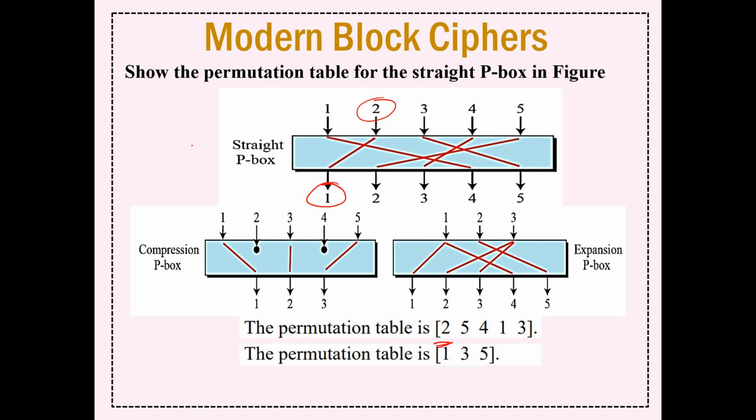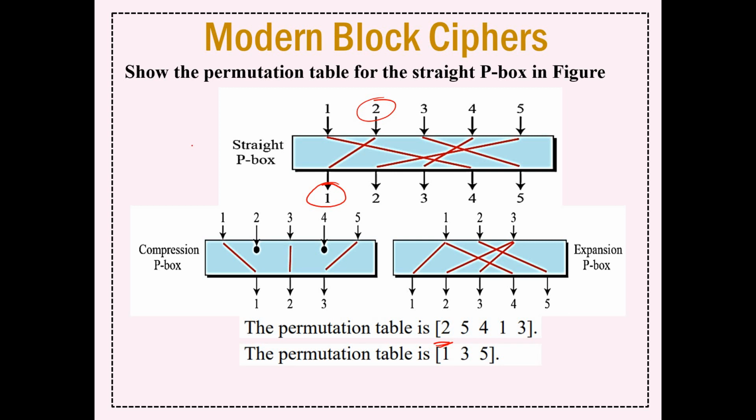This will be the permutation table. Why will this be a table? Because if you observe, the first output is directly connected to 1. Now if you observe the second one over here, it is connected to 3. And the third output is connected to 5. So that's why this 3 exists.